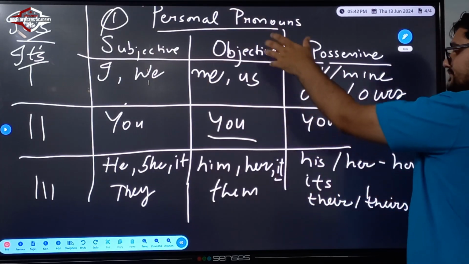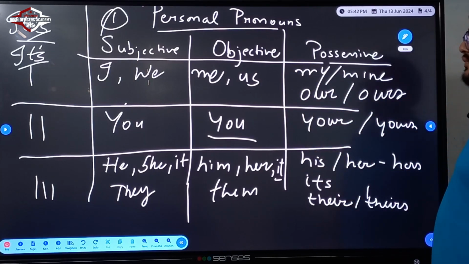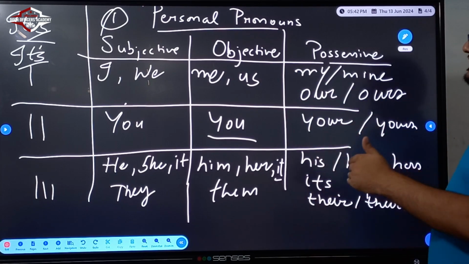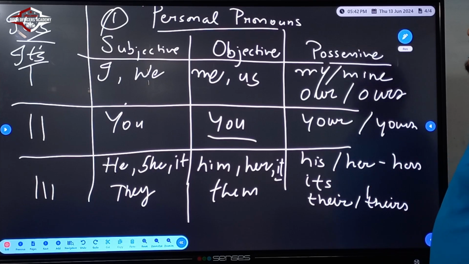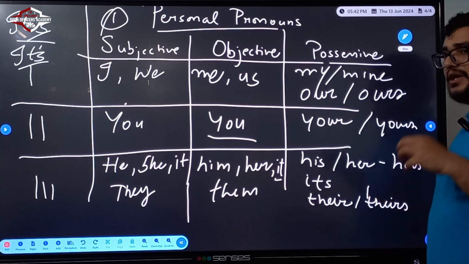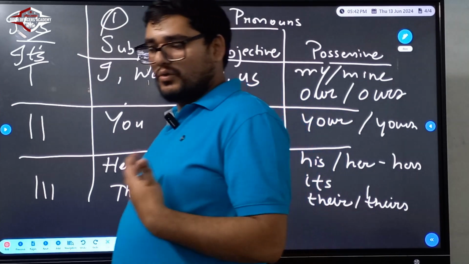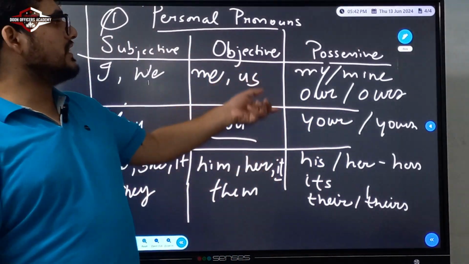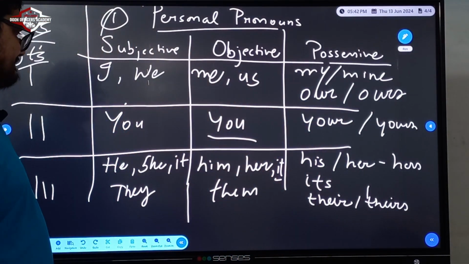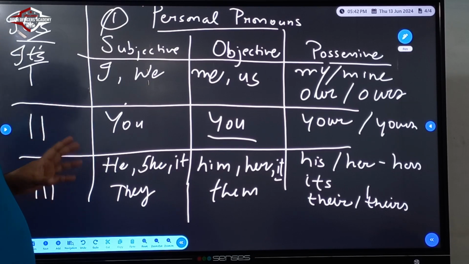of a sentence. Then the objective case, when the pronouns are the object of a sentence, or when they are the receiver of an action. Then the possessive case, so whenever there is a state of possession, or whenever someone wants to show a possession or an ownership, then you use the possessive case. Okay. Then what were the key points I told you?